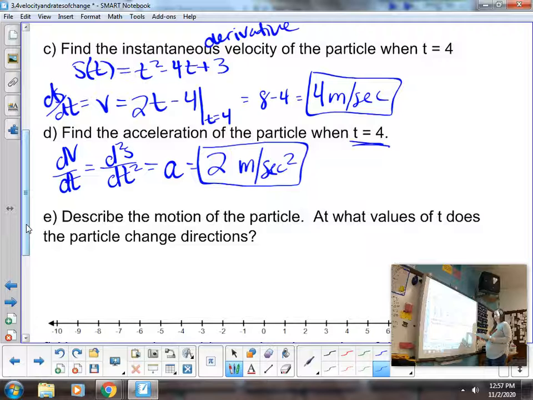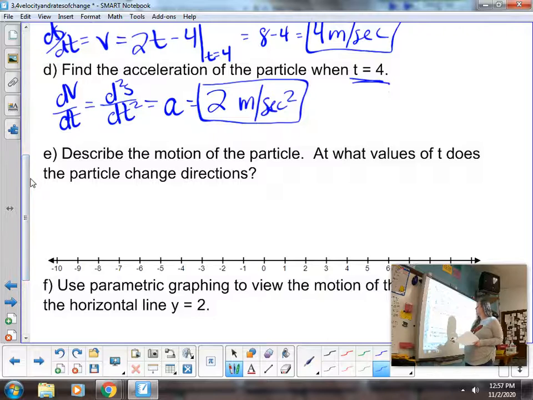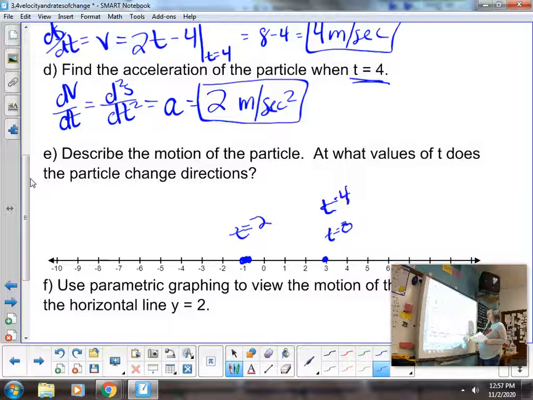Part E, this one is pretty involved. It says describe the motion of the particle. At what values of t does the particle change direction? So we know that we are beginning at 3. So at time equals 0, I am at 3. At time equals 2, I'm at negative 1, and I am also back here at time equals 4.